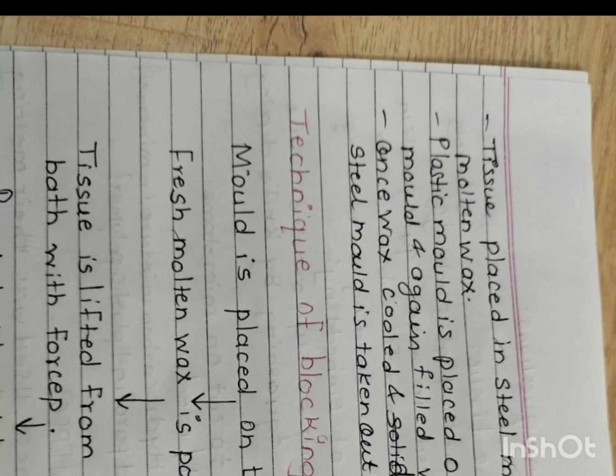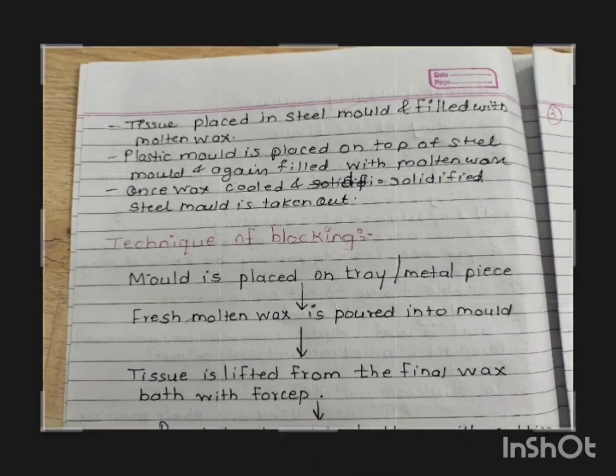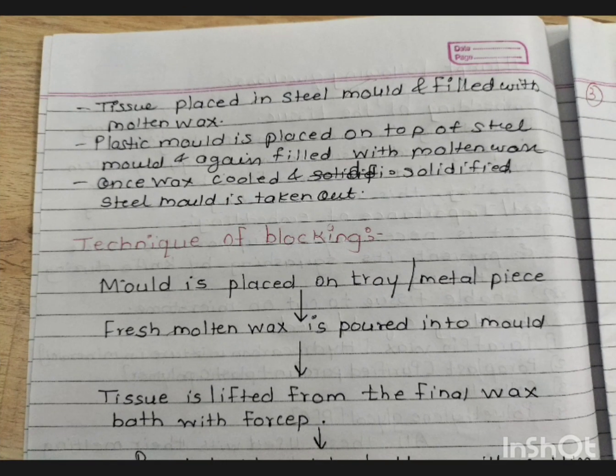Next one is the Tissue-Tek method. So in this Tissue-Tek method, a steel mold is filled with molten wax, and on this steel mold a plastic mold is placed on top of that steel, and it gets filled with the molten wax. And once it is cooled and solidified, the steel mold is taken out.